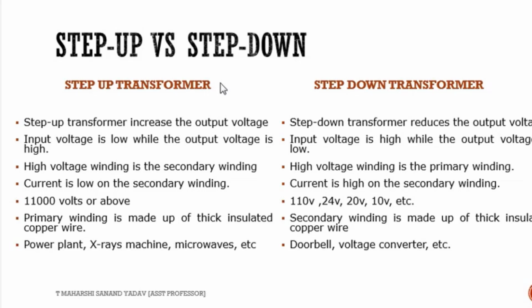Step up means it is trying to increase the output voltage, whereas step down means you're trying to decrease the voltage. Suppose I'm giving input as 230 for step down, you concentrate only on step down. Why? Because we need to understand this for rectifiers. 230 volt is the input, and with step down I want only 5 volt. So that's why I'm going for step down.